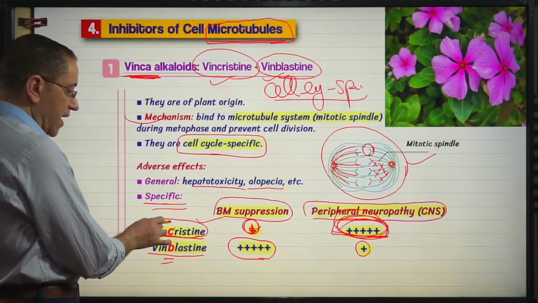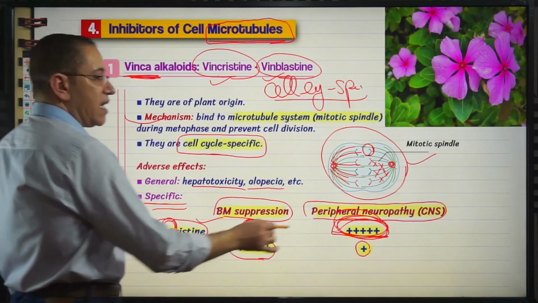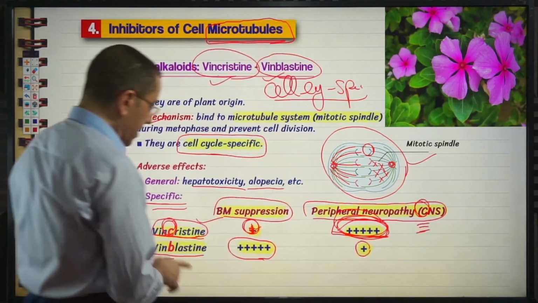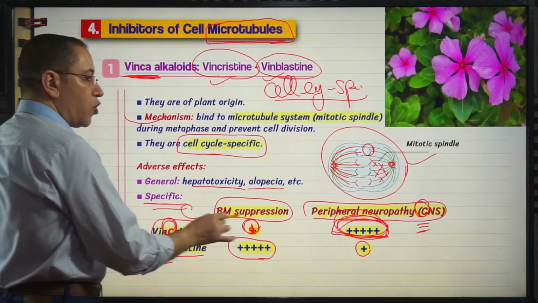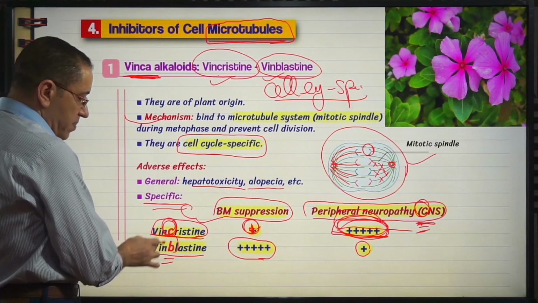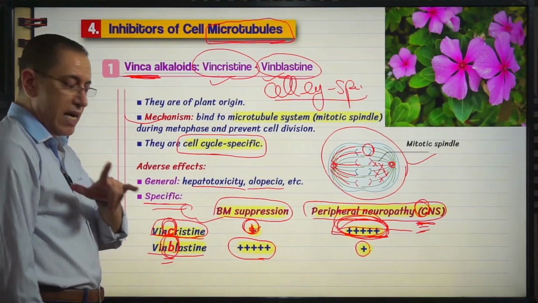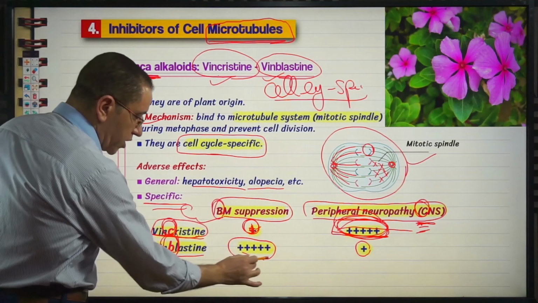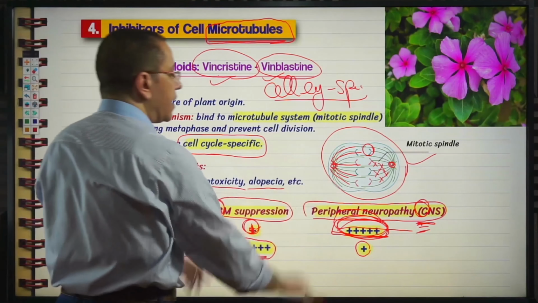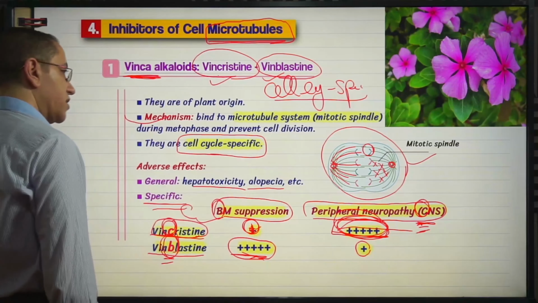To make it even easier to memorize, remember that vincristine has a C. Since it has C, it has something to do with CNS. Then vinblastine has a B in it, so it is the one causing bone marrow suppression. B is for bone marrow suppression and C is for CNS effect.